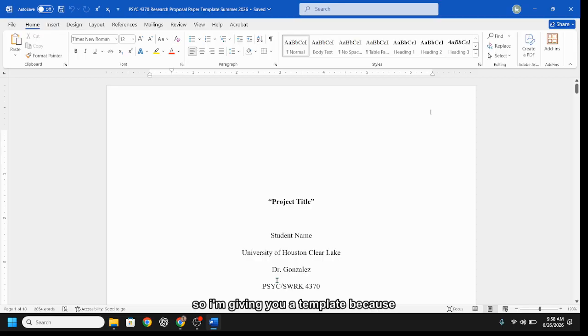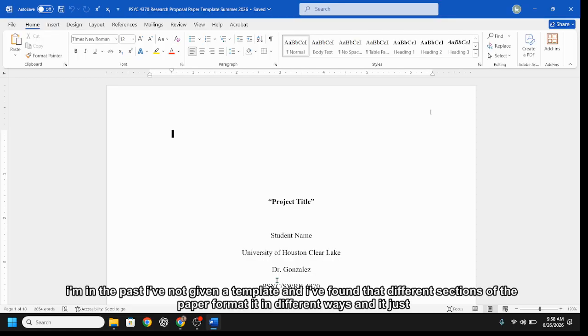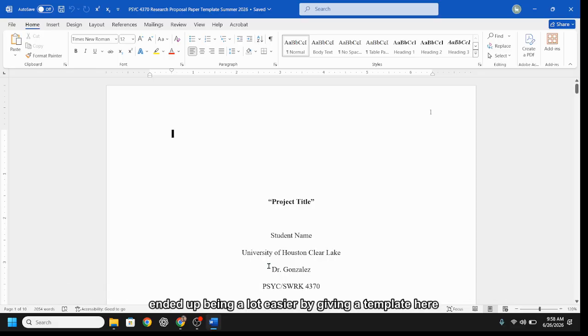So I'm giving you a template because it helps keep everything standardized when it comes to writing. In the past, I've not given a template, and I found that different sections of the paper were formatted in different ways, and it just ended up being a lot easier by giving a template here. So when you open the template up in Word, don't mess with any of the settings. I've tried to go through and make sure all of the settings for spacing, font size, all of those things are the way they should be.